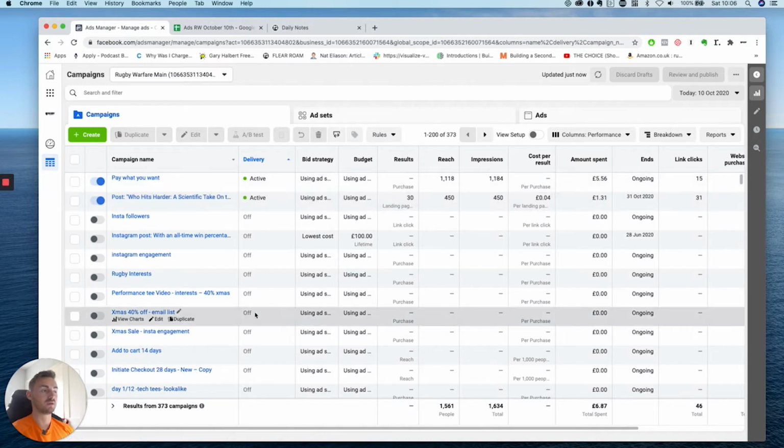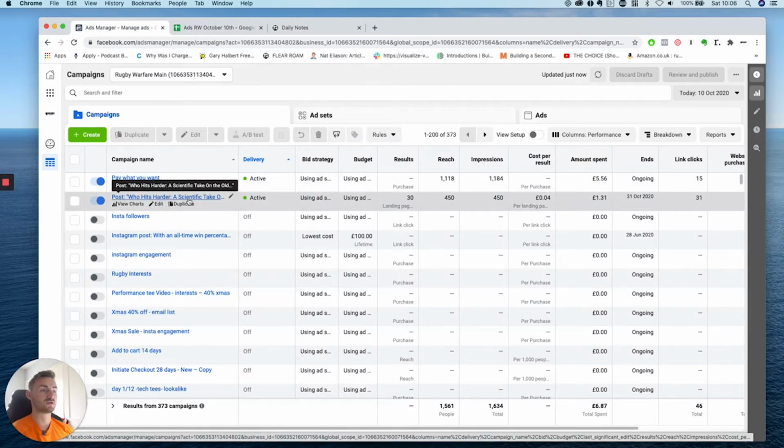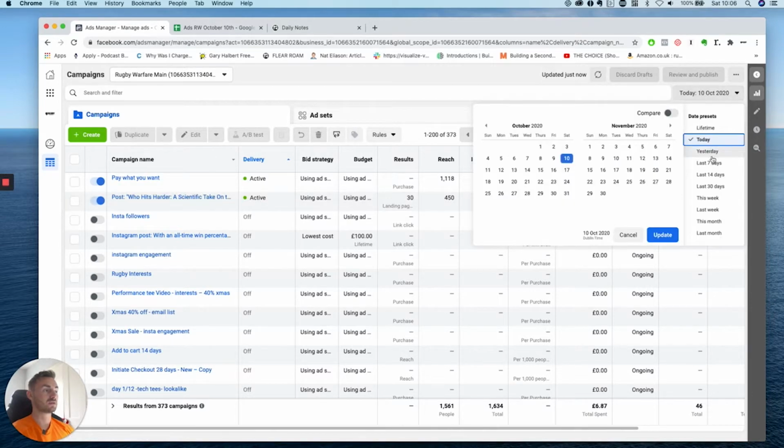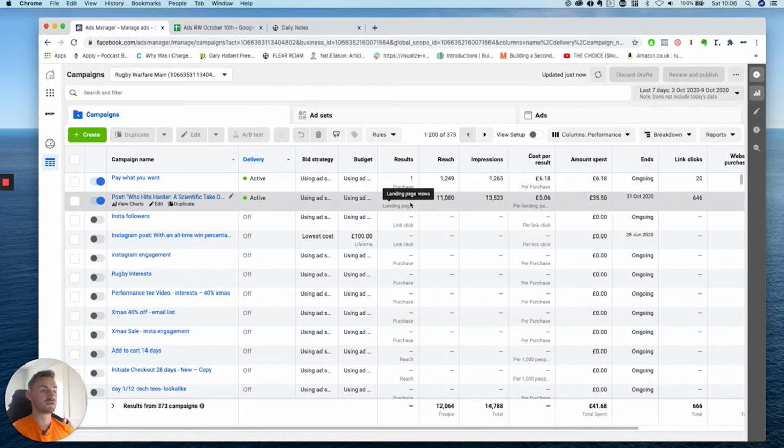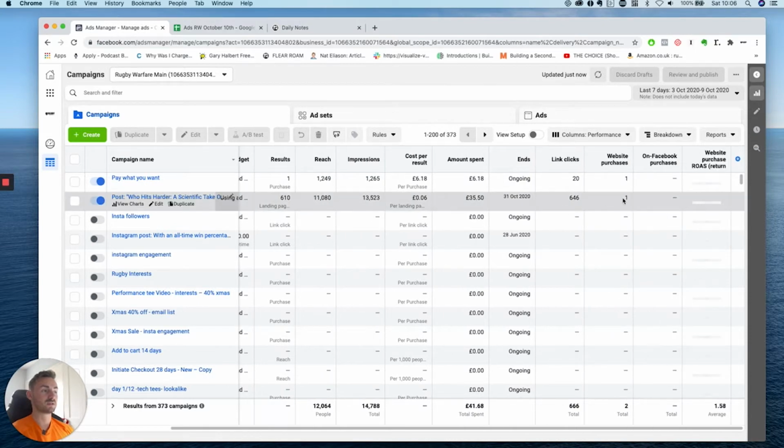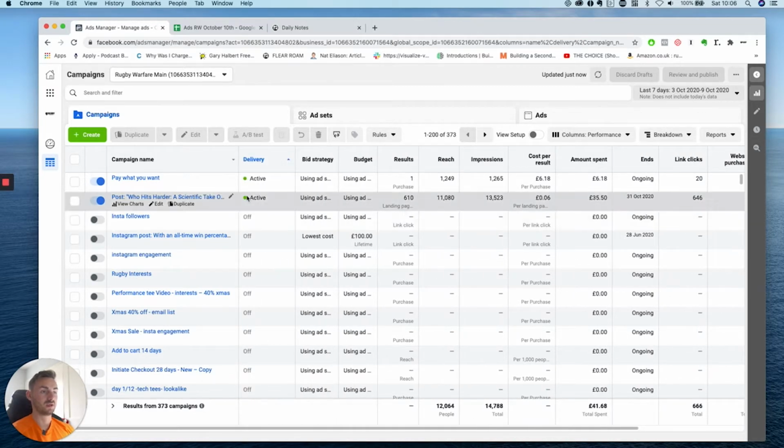So this is the campaign. I've turned everything off to start fresh again. If we look at the last 7 days, it's only been running for a few days. It's getting 610 visits to the article for 6 pence a visit, right? So it's really good. It's generated 1 sale, which is not really the aim of the article. If it's getting a sale, that's amazing straight away, but it's not really the aim of it.